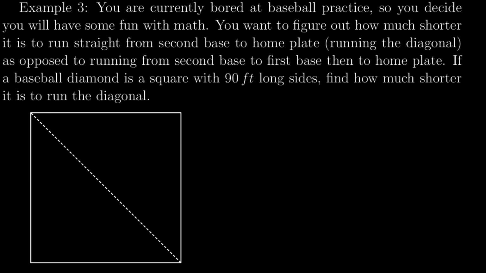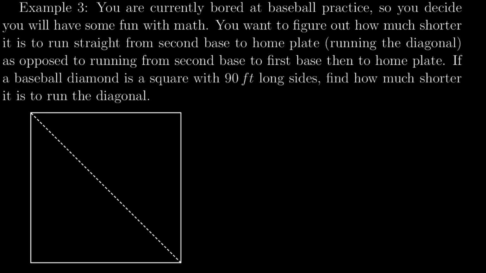Okay, here's another one. You're currently bored at baseball practice because, I don't know, it's baseball practice. So you decide you'll have some fun with math because math is always fun. You want to figure out how much shorter it is to run straight from second base to home plate, running the diagonal, as opposed to running from second base to first base, then to home plate. If a baseball diamond is a square with 90-foot long sides, how much shorter is it to run the diagonal?